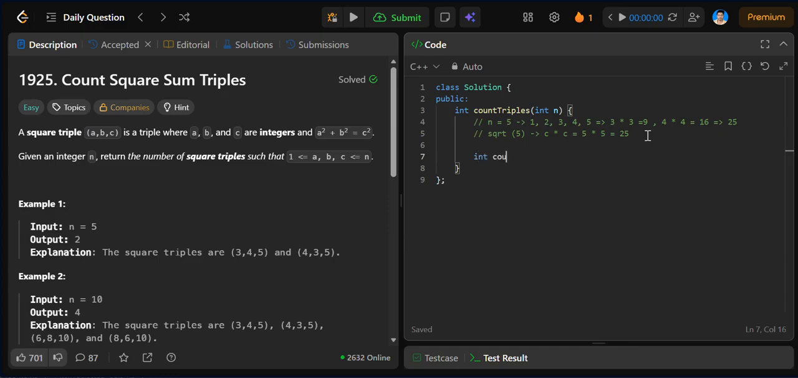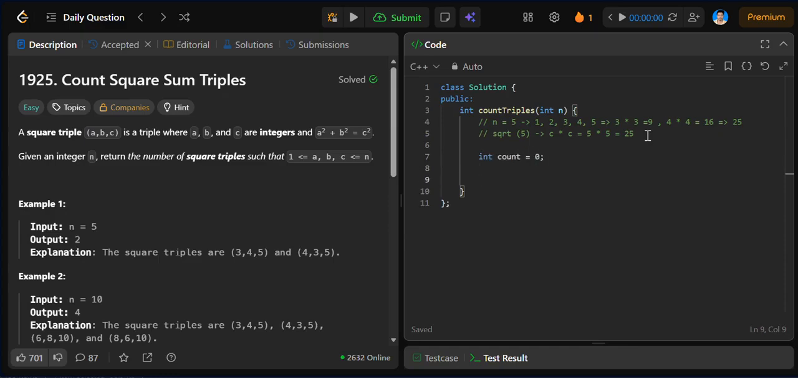Same, int count is equal to 0, and start with for i is equal to 1, i less than or equal to n, and i plus plus. Also a for loop, and j is equal to i plus 1.